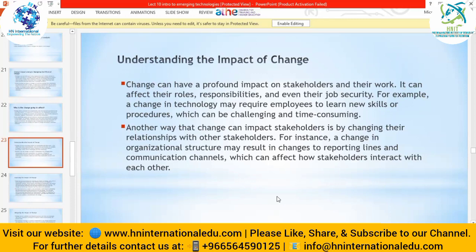Another way that change can impact stakeholders is by changing their relationship with other stakeholders. For instance, a change in organizational structure may result in changes to reporting lines and communication channels, which can affect how stakeholders interact with each other. Sometimes it's only you that has to learn and change the technology, and sometimes you have to consider all of your workers and stakeholders, because their relationships with other stakeholders change.